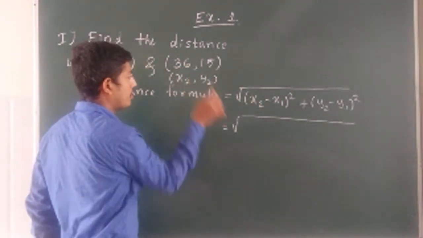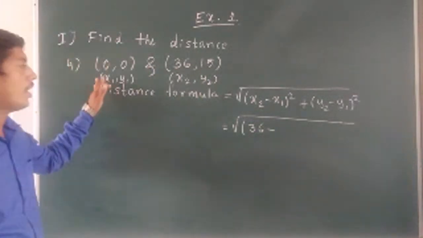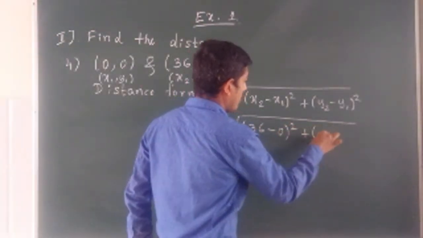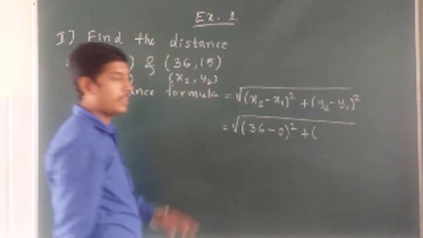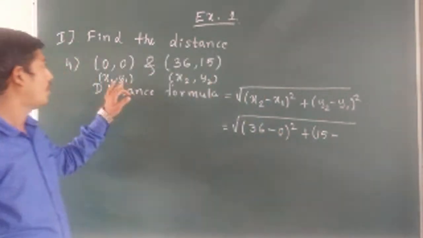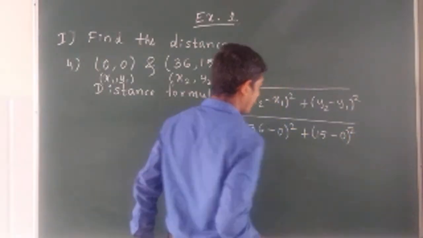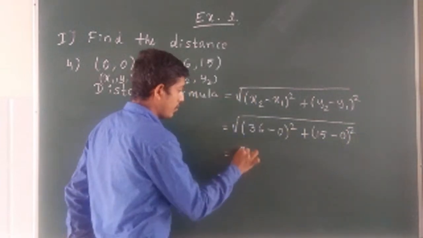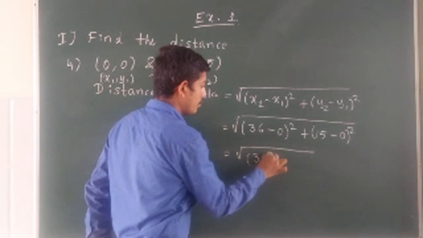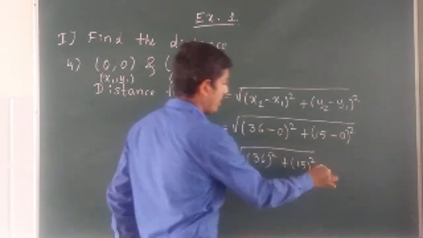x2 value is 36, minus x1 value is 0, whole square, plus y2 value is 15, minus y1 value is 0, whole square. So that is equal to 36 minus 0 is 36 square, and 15 minus 0 is 15 square.